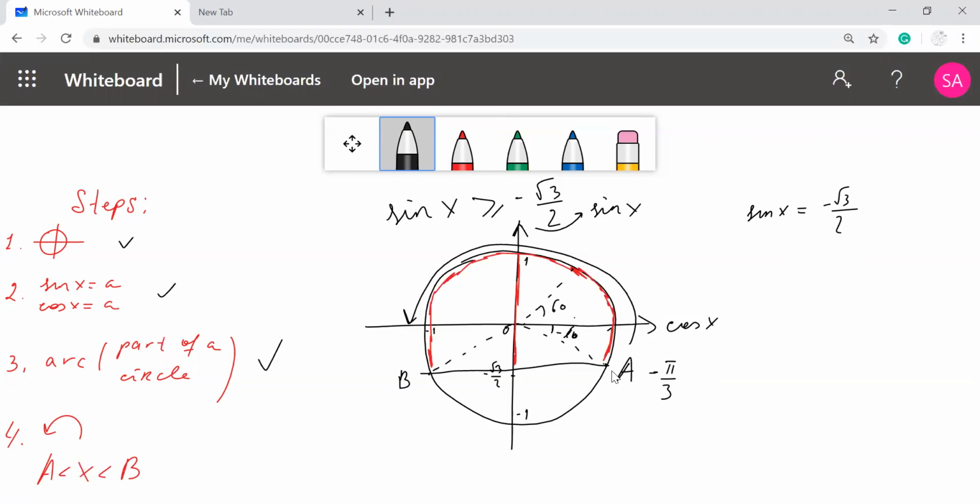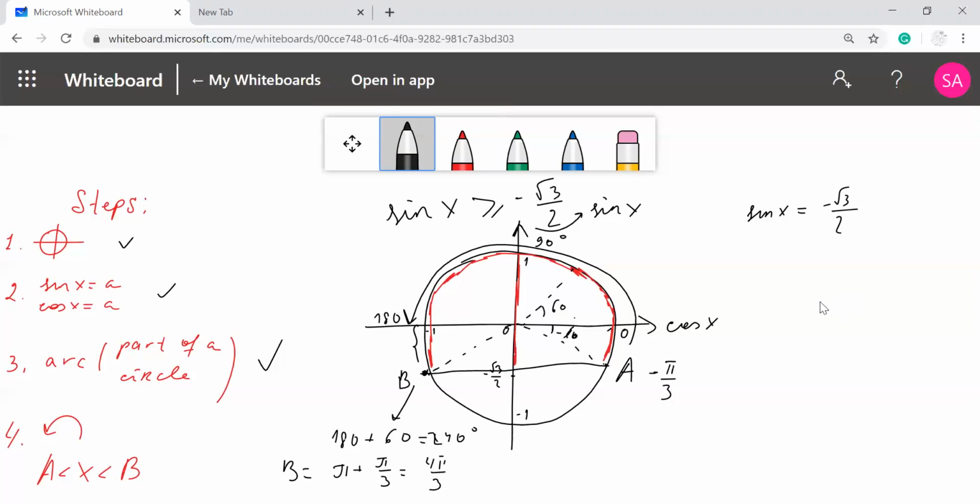If we have negative pi over 3 over here, it means that moving in counterclockwise direction, we would pass 0, not 360. Be careful. And then we will move on to 90 degrees. Then by passing 180, we will end up in B, which is greater than 180 by the same 60 degrees. So B would be 180 plus 60, or pi plus pi over 3, which is 4 pi over 3, right? So it's 240 degrees.